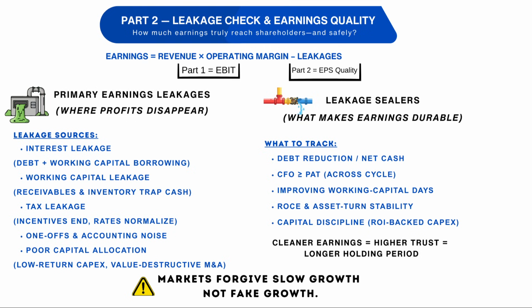Secondly is working capital leakage. So high receivables or probably a bloated inventory trap. The company shows profit on paper but keeps borrowing to fund their day-to-day operations. That is again a silent killer of earnings quality, right?